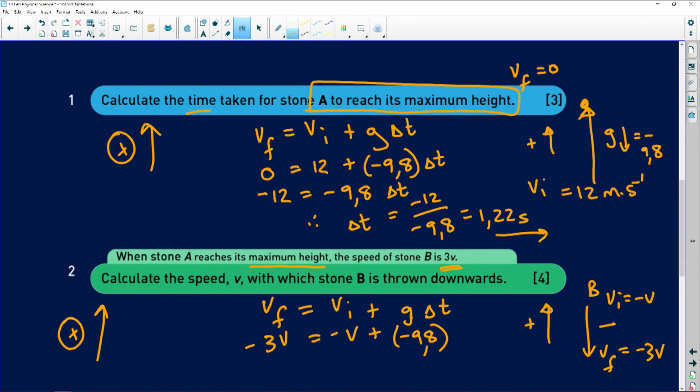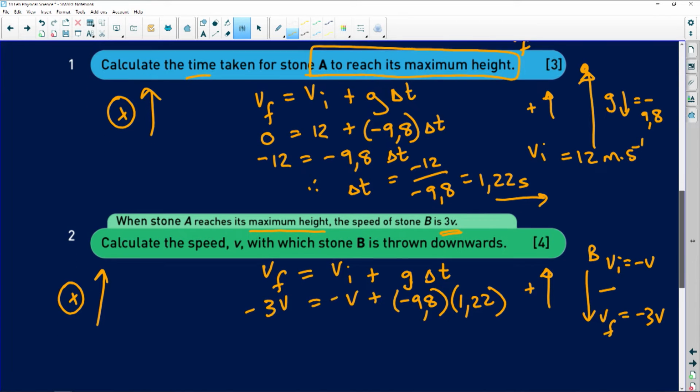Now what is delta t going to be? Remember, they said stone A reaches its maximum height. And so we're going to use the time it took for stone A to reach its maximum height. That is the time it took for stone B to go from v to 3v. So the time we're going to use is 1,22 seconds.